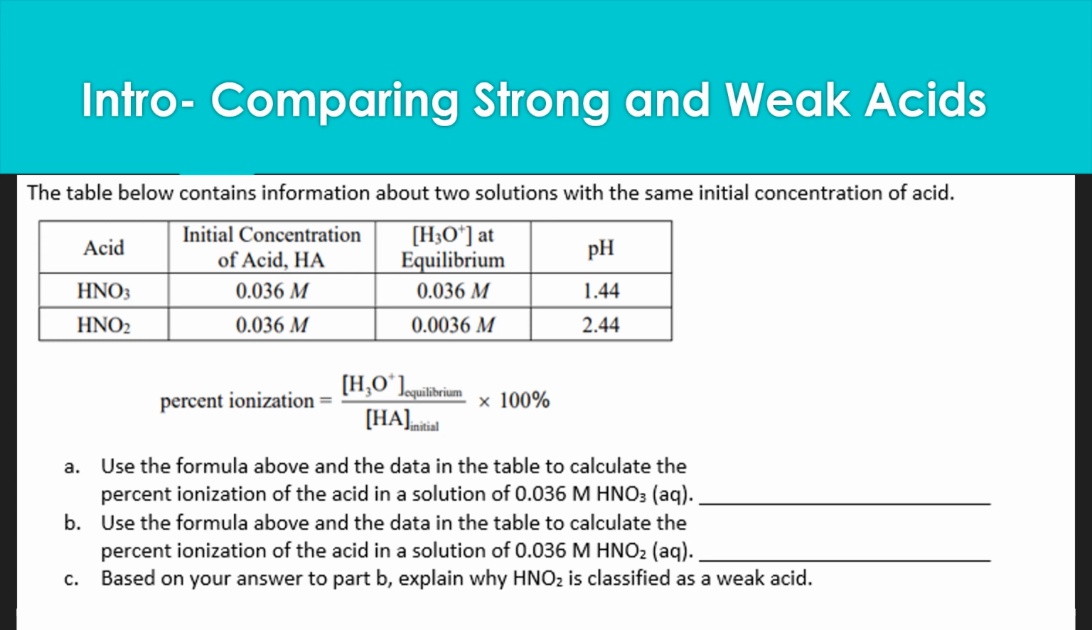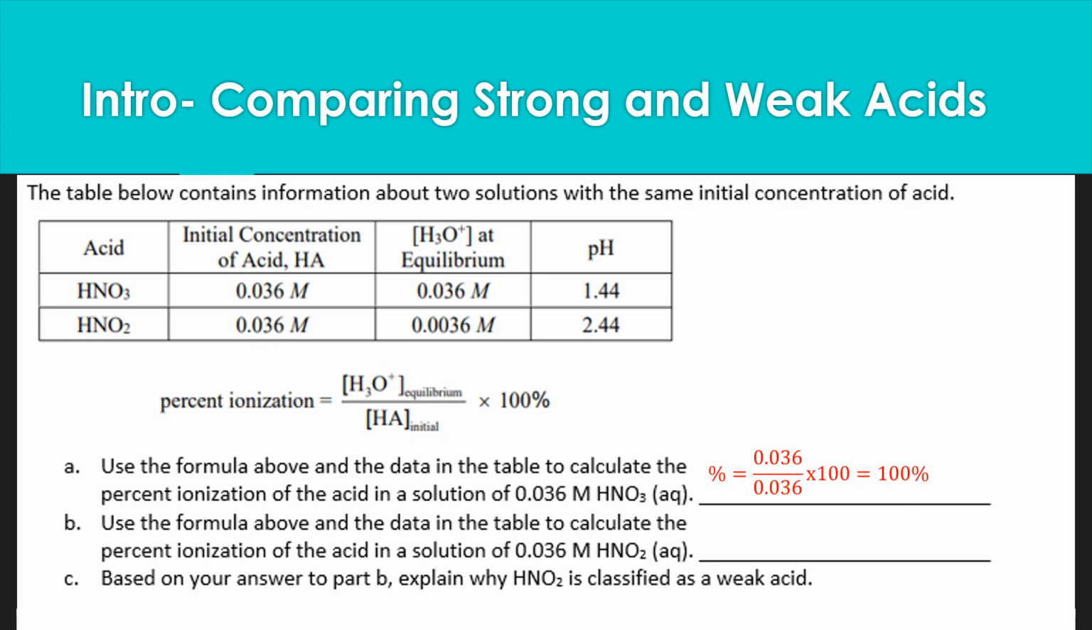So we want to first calculate the percent ionization of the acid in the solution of 0.036 molar HNO3. So we're going to start with our strong acid at the top. So the amount of our ion at equilibrium is 0.036. Our initial concentration, 0.036. So we've got 0.036 over 0.036 times 100 gives us 100%, right? This fraction would turn to 1, so we get 1 times 100. So that means 100% of this breaks up into hydrogen and nitrate ions, right? So HNO3 doesn't really exist in the solution as a whole molecule.